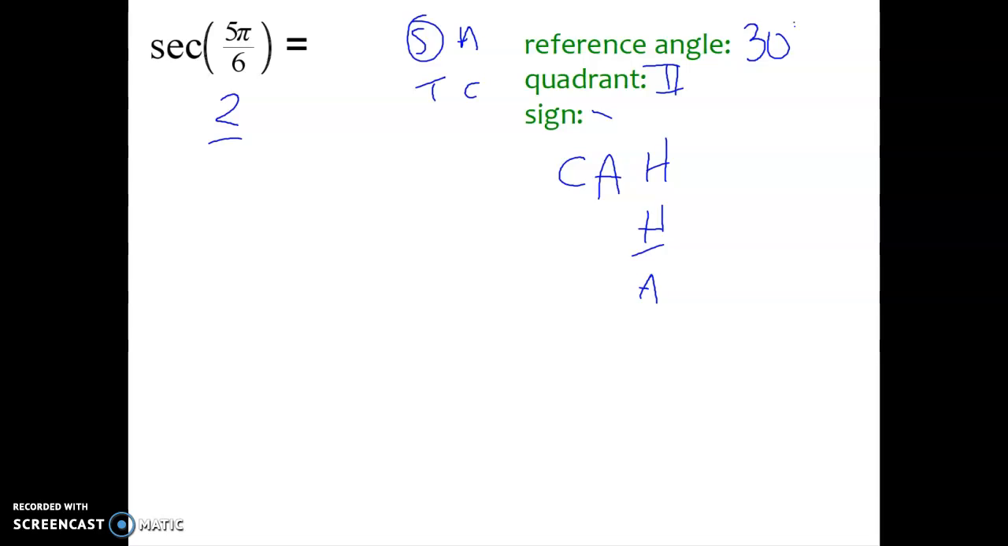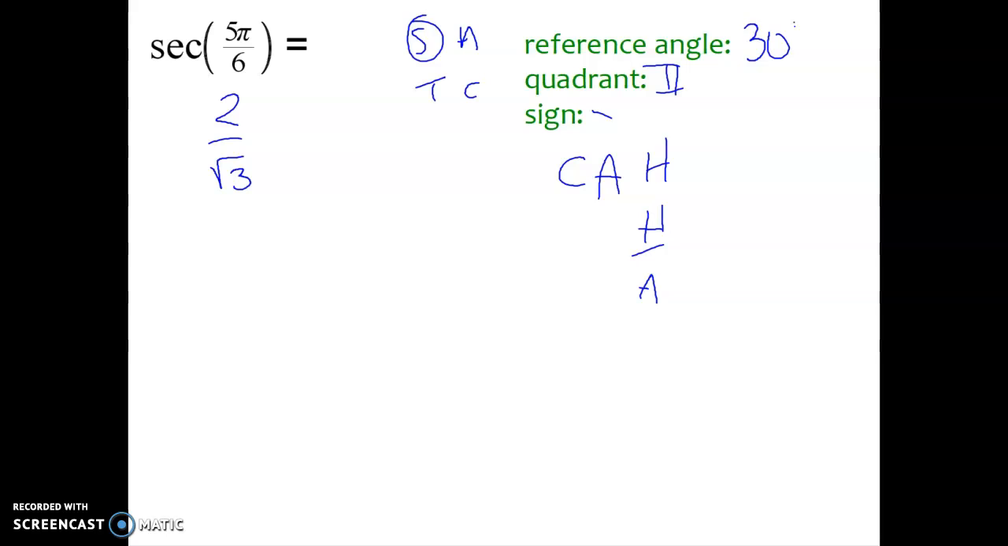So the side that is next to my 30-degree angle is the square root of 3. Okay, so this is a problem. I have a square root in the denominator. It's like bad math grammar. So we want to rationalize this fraction, and we've practiced this already.